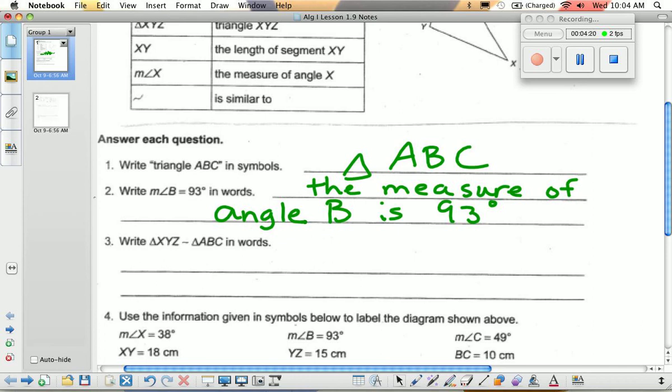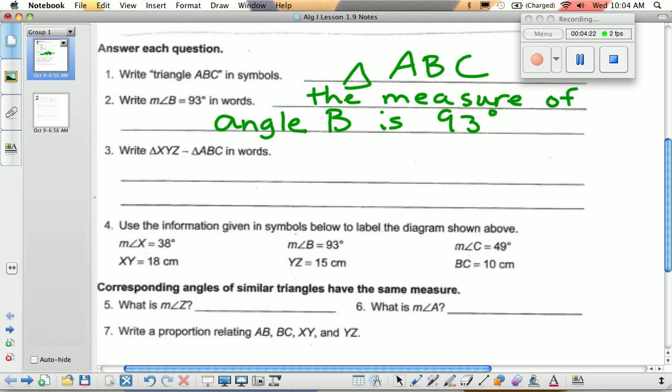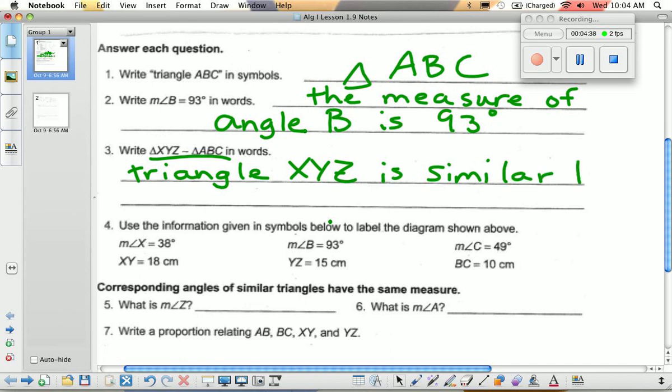Okay? And then it says here we have this little statement right here. What's that in words? Chaser? Triangle XYZ is similar to triangle ABC. And I think we've already talked about what does similar mean. What's that mean?